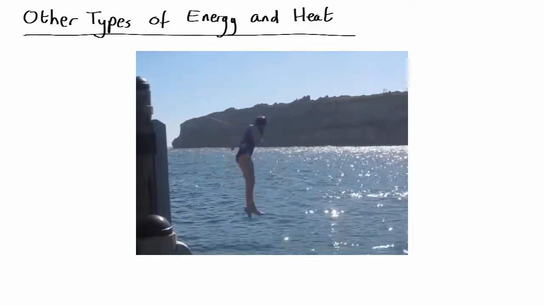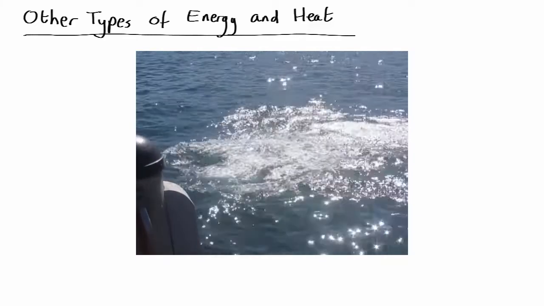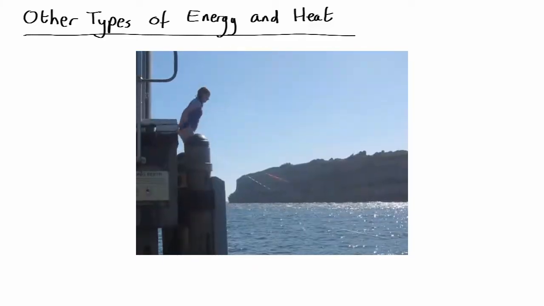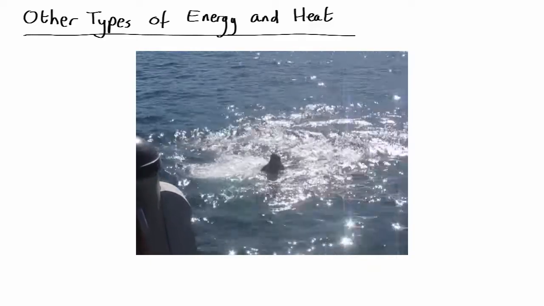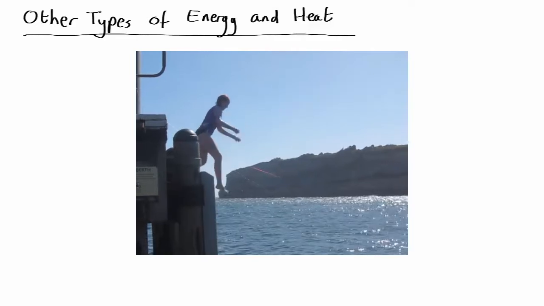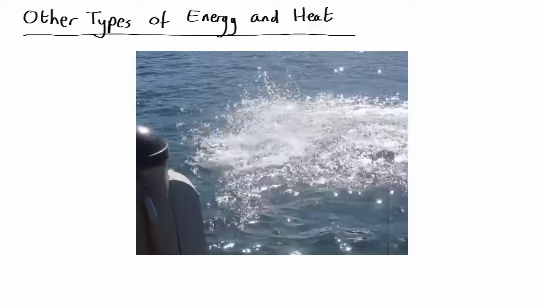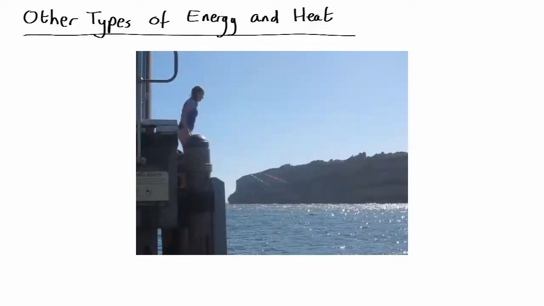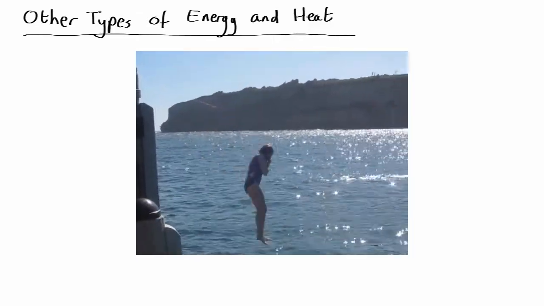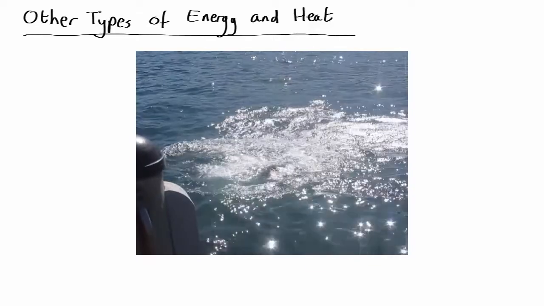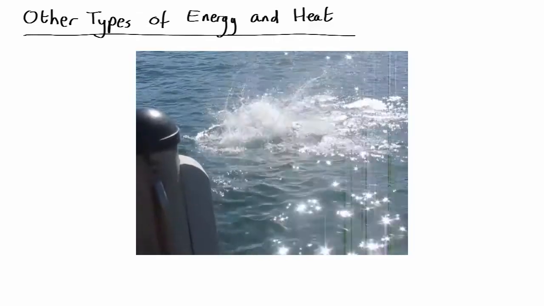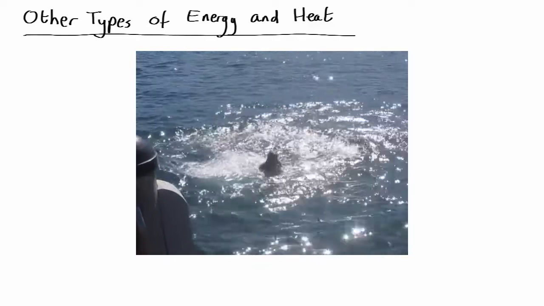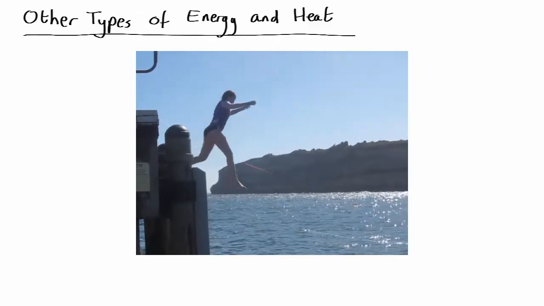Let's imagine, for example, someone diving into the sea. They start off at the top of the pier, and because they're high up, they've got gravitational potential energy. As they jump off, they fall, the gravitational potential energy turns into kinetic energy, they're moving faster, then they splash into the water. And before long, they're just bobbing up and down on the sea. So where did the energy go? Where did all that kinetic energy go? Energy is conserved, it can't just disappear.